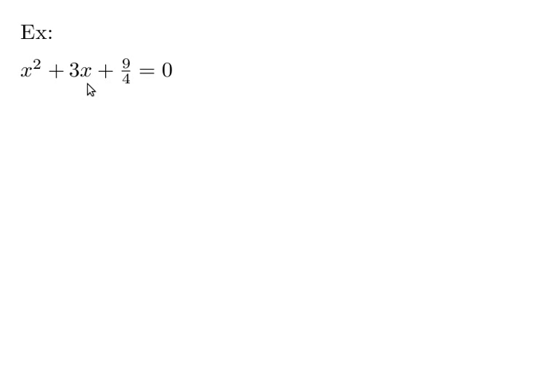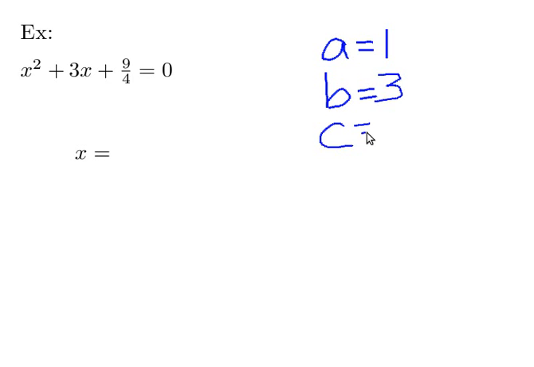So we see that x equals, now I'm going to go ahead and write out what our a, b, and c is. A is equal to 1 again. More often than not, your a will equal 1, but don't let that fool you into a false sense of complacency, I guess. A will sometimes not be 1. So b equals 3, and c equals 9/4.